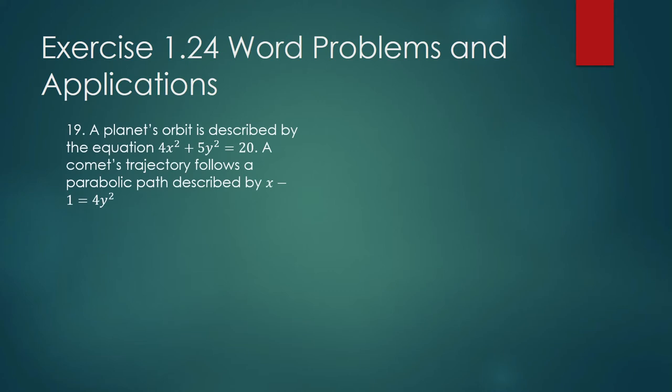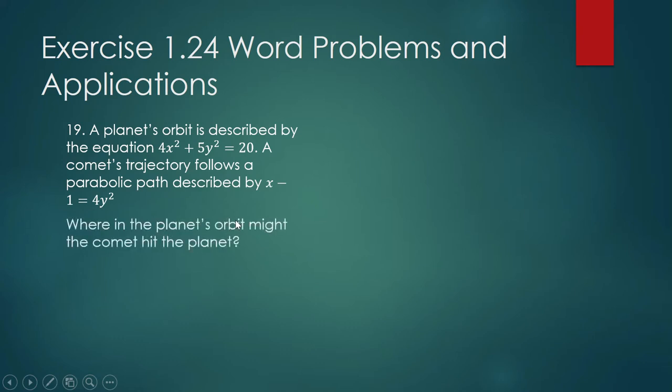Number 19. A planet's orbit is described by the equation 4x squared plus 5y squared is equal to 20. A comet's trajectory follows a parabolic path described by x minus 1 is equal to 4y squared. So where in the planet's orbit might the comet hit the planet? Find the coordinates of the intersection.